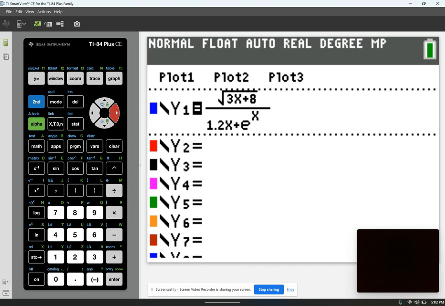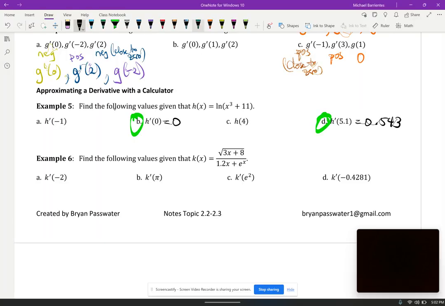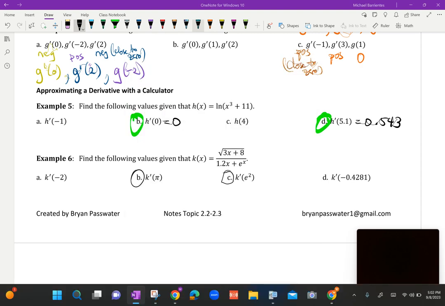Remember, e is a number, just like pi is a number, that's a decimal that goes on forever. E is a number that goes on forever. But I need to find the derivative. Specifically, I need to find the derivative of this function k. Let's find it at pi, and let's find it at e squared. Okay? Pi and e squared.